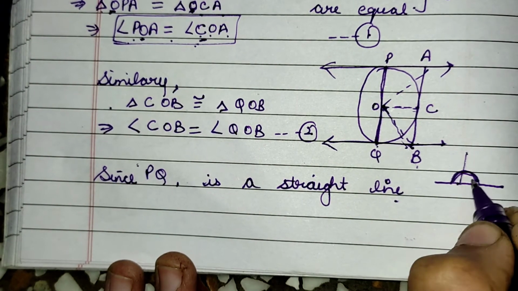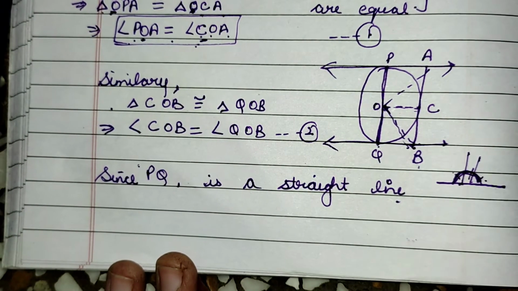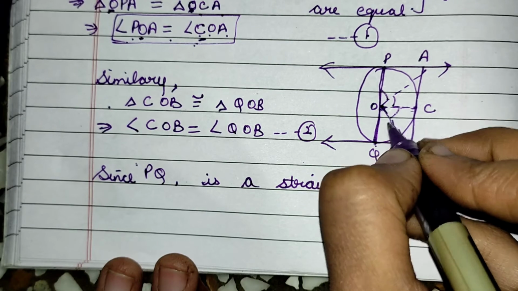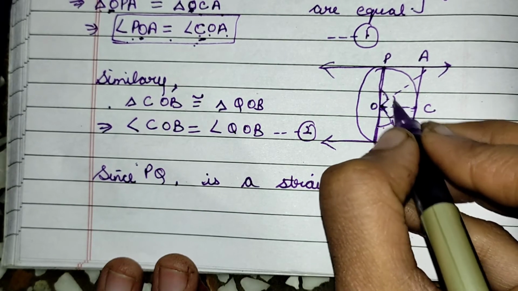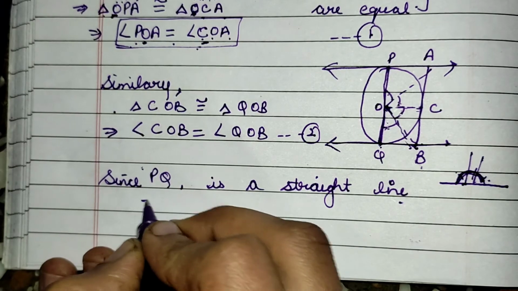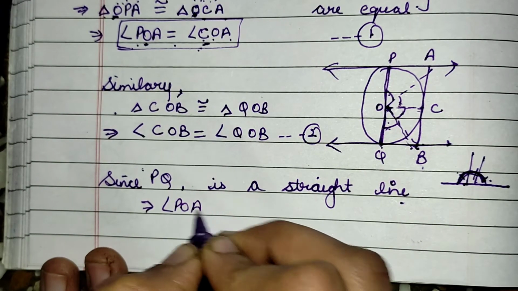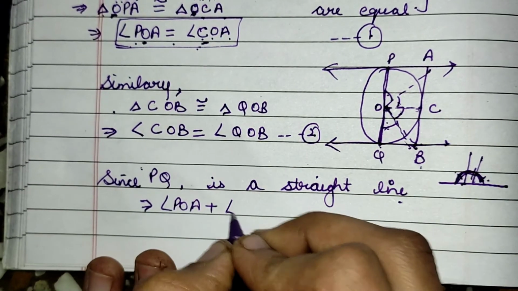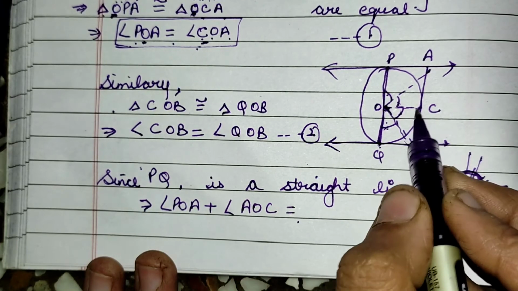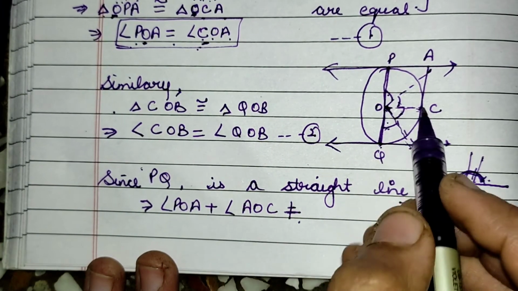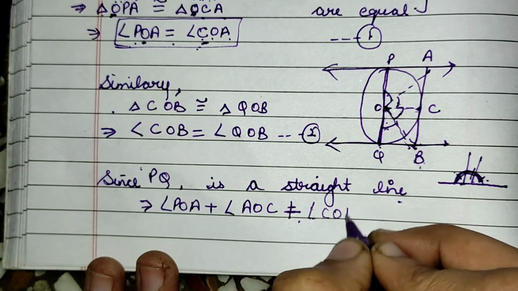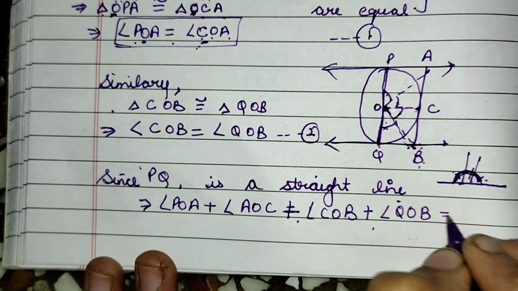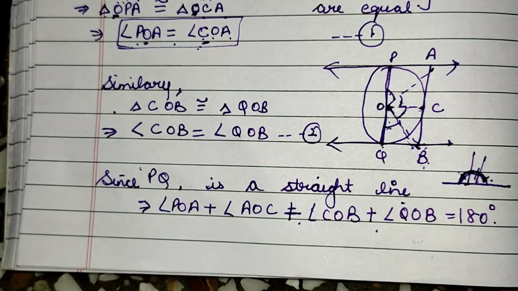So if I do partition in this angle, still the sum of all the angles will be equal to 180 degree. So we are going to use this concept only. That means the sum of all these 4 angles is equal to 180 degree. So write down angle POA plus angle AOC plus angle COB plus angle QOB. This is going to be equal to 180 degree.